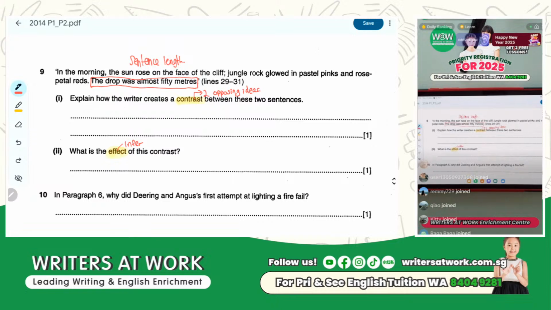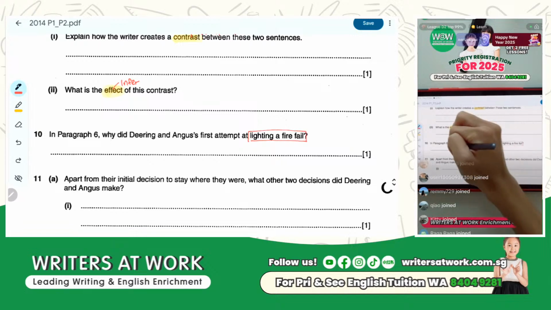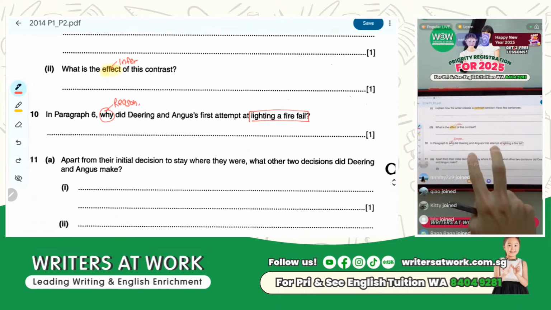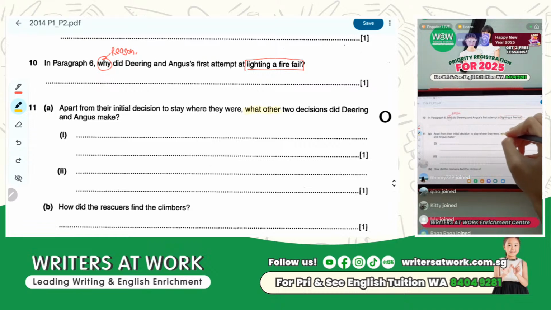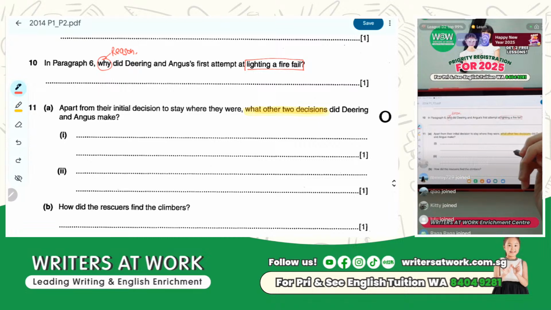All right. Now looking at question 10, they ask you why the two men, when they light the fire, why did they fail? So when you have the word why, we're just looking at a reason. So you just need to explain the reason will do. Then they say, now apart from the initial decision to stay, what are two other decisions that the two men made? So over here, this is a pure listing question. We're just writing down the two other decisions, that's all.